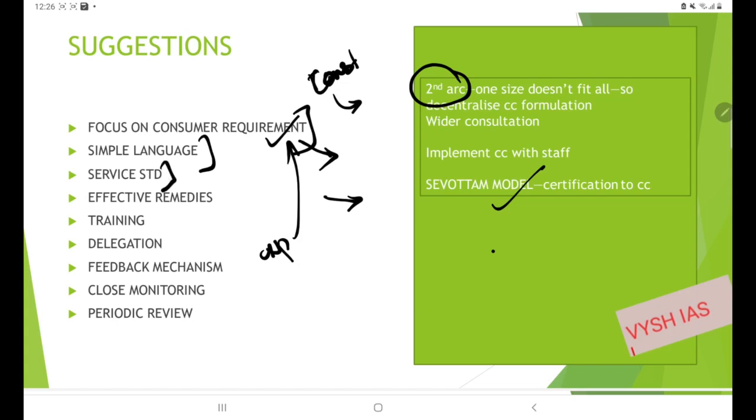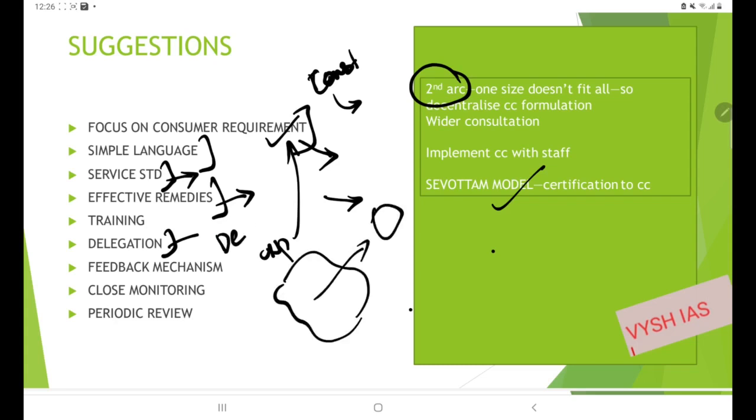Then service standards should be specified. Okay. Then remedies, what are the effective remedies, that also should be specified. Then training can be given. Then delegation, it is dealing with decentralization. A team of people will do it rather than a single person. Then feedback mechanism, this is dealing with checks and balances and upgradation.